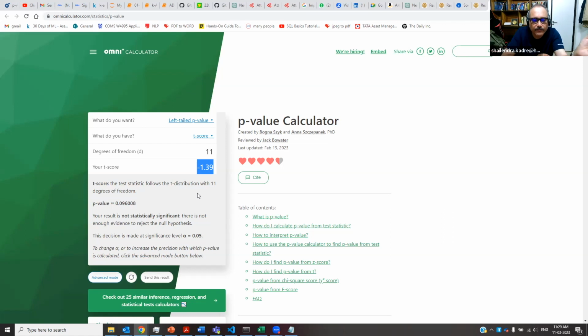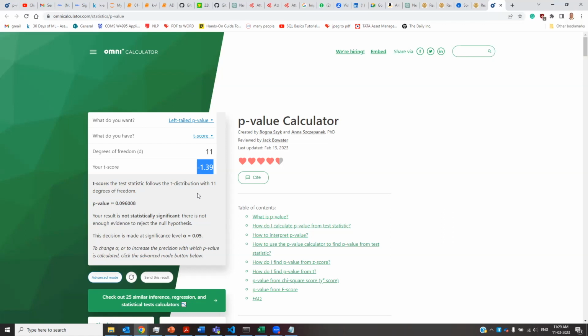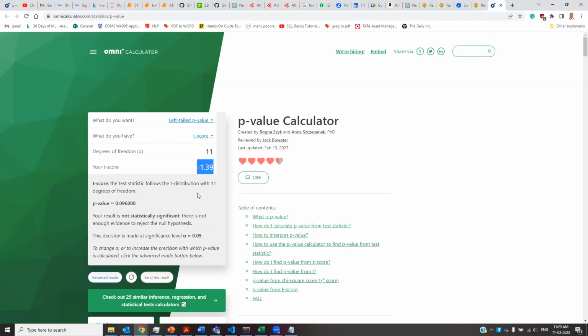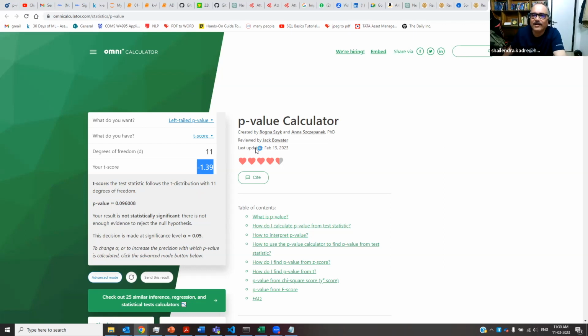What does it mean if the p-value is less than the significance level? Less than means we are rejecting the null hypothesis. Yeah, so it is kind of confusing, guys.